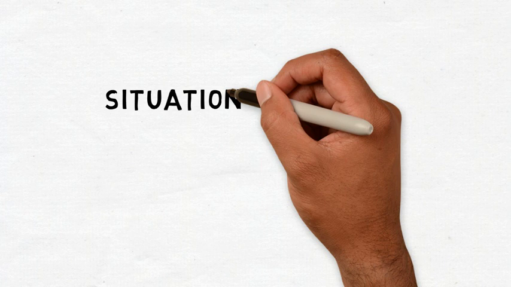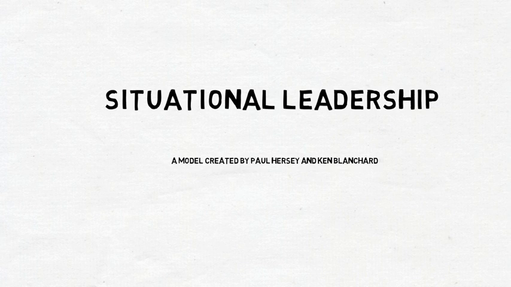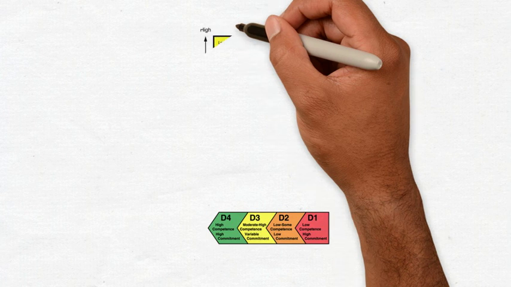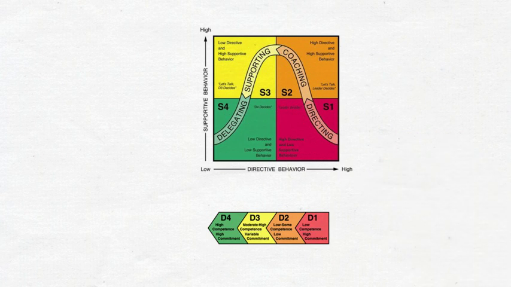Today we're going to be talking about situational leadership. This is a model designed by Paul Hersey and Ken Blanchard in the late 1960s. The model describes 4 different stages of development and links those to 4 different styles of leadership that best suit each phase. Let's take a few seconds to look at the model before we discuss it.